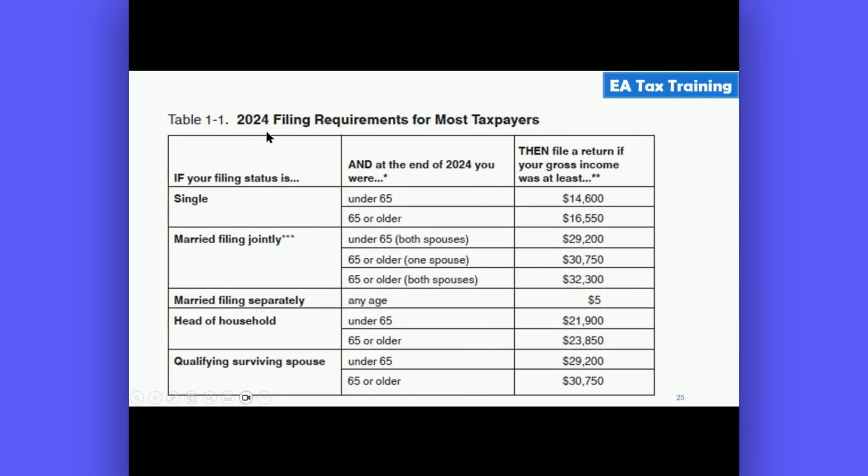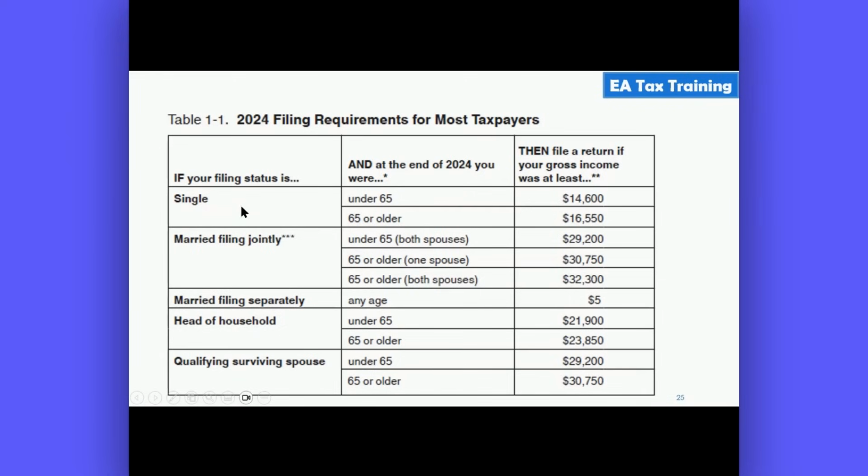So this is the 2024 filing requirements for most taxpayers. So we're going to look next. The next chart we'll look at is for the people that this does not apply to. But for most taxpayers, this is the chart that will apply. By the way, this chart comes straight from publication 17 that we talked about at the beginning of this video. So this is showing who has to file a 1040.